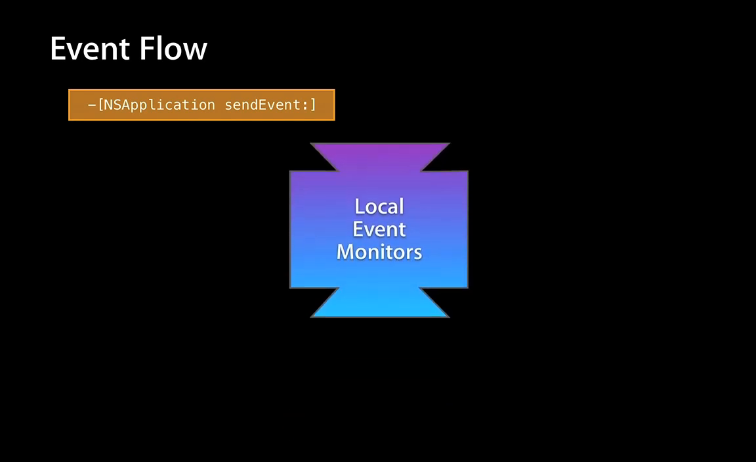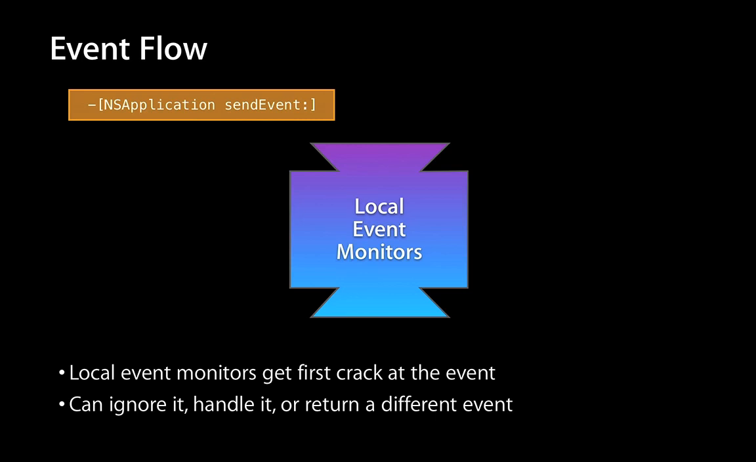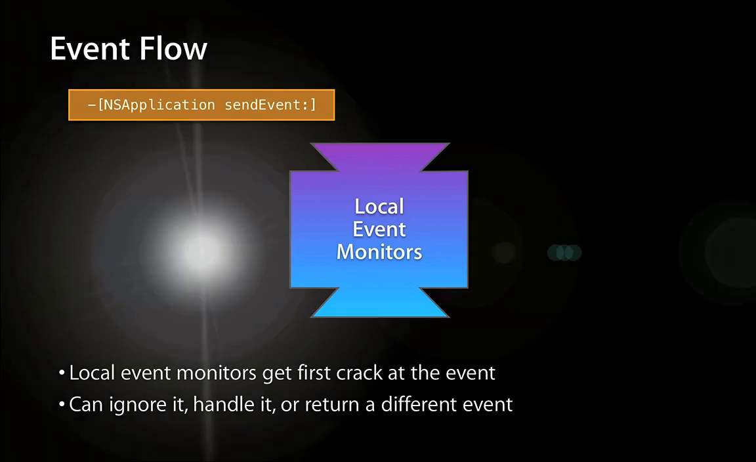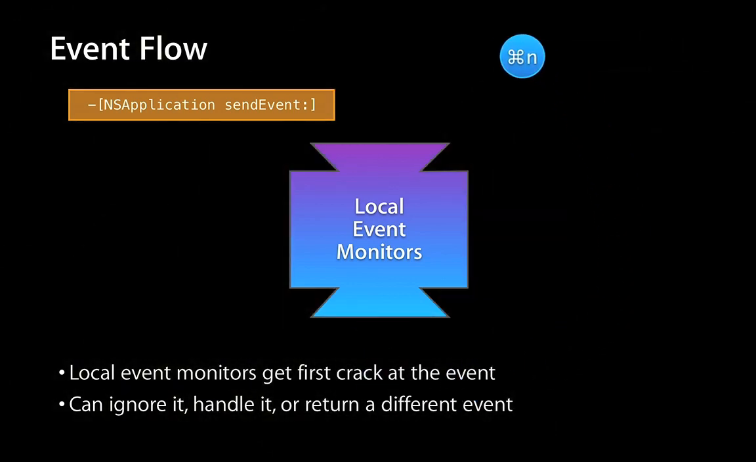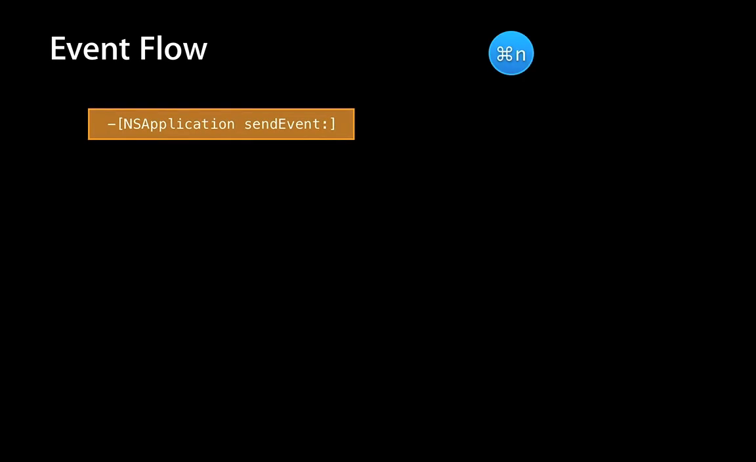And the first thing sendEvent will do is invoke what are called local event monitors. So here's an event, and local event monitors can just pass the event on through, they can handle it, or they can return an entirely different event. So in this case, the event goes in, and it comes out, and you can see it's entirely different. It's a different color. So let's say that the local event monitor does not ignore the event. It returns it so it can continue being processed.